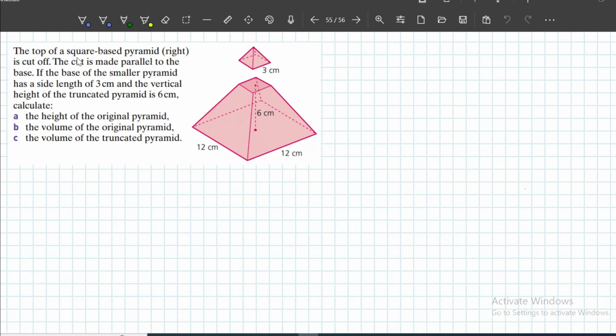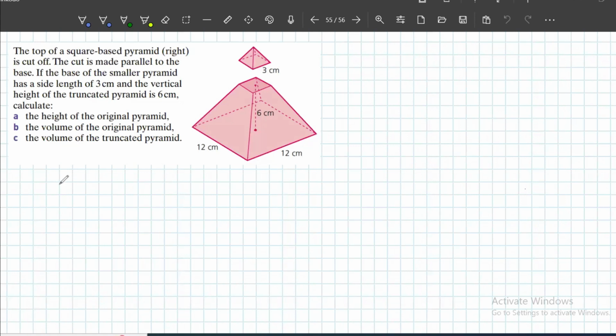The top of a square based pyramid is cut off. The cut is made parallel to the base. If the base of the smaller pyramid has a side length of 3 and the vertical height of the truncated pyramid is given, which is 6, calculate the height of the original pyramid. We use the concept of similar objects.